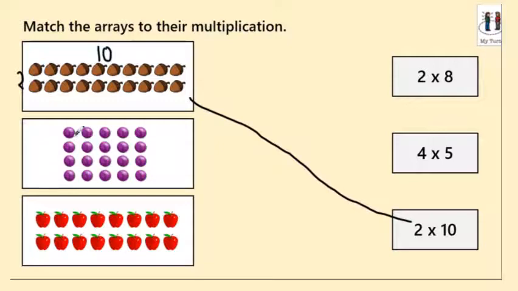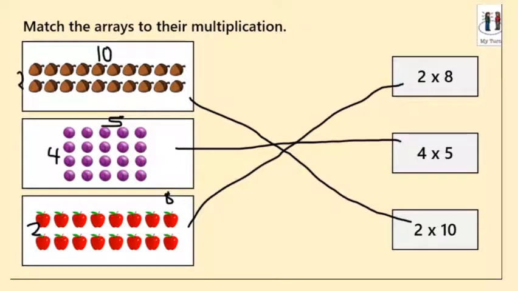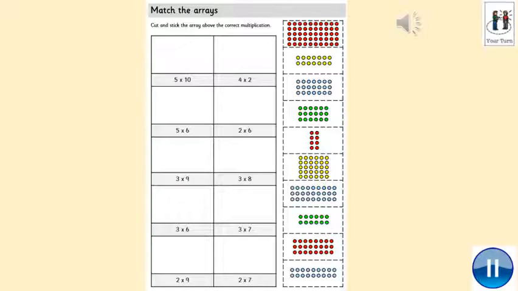Do the same. How many rows? 1, 2, 3, 4. How many columns? 1, 2, 3, 4, 5. Match it up to the calculation. It should be this one, but I'm just going to double check. Count how many rows? 2. How many columns? 1, 2, 3, 4, 5, 6, 7, 8. 2 times 8. Now I would like you to match the arrays to the calculation just like we did.